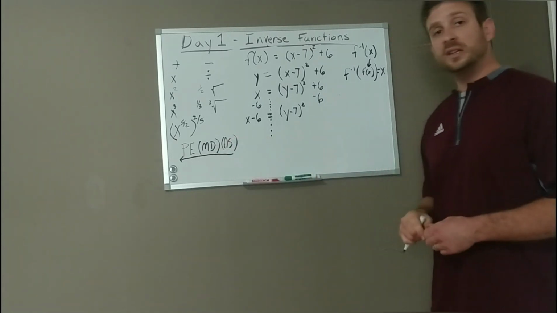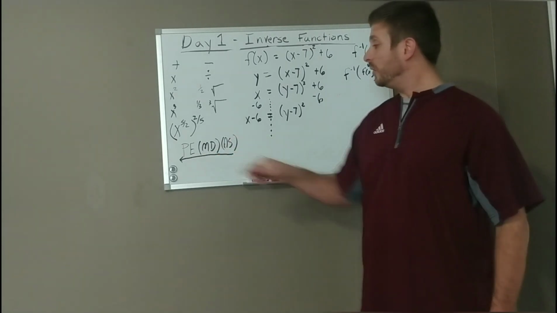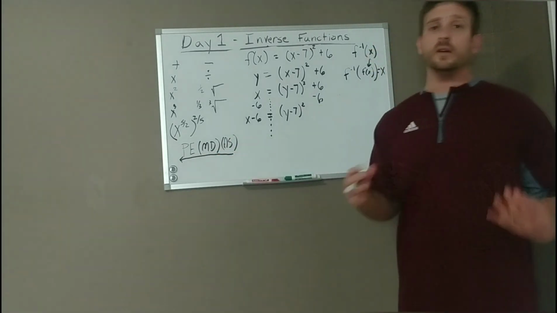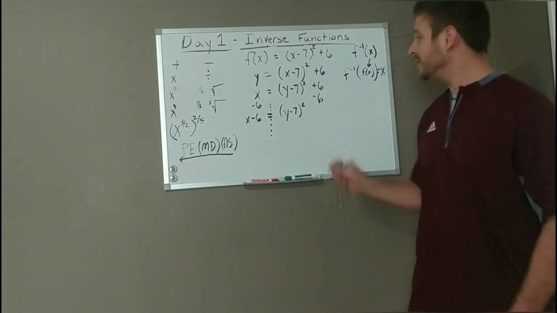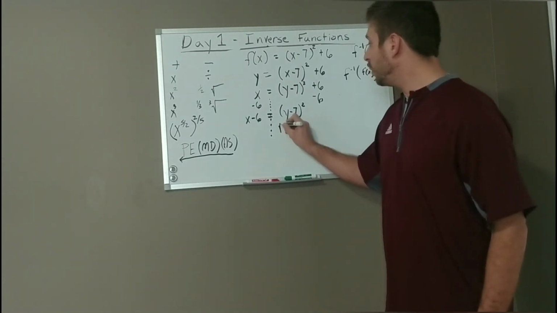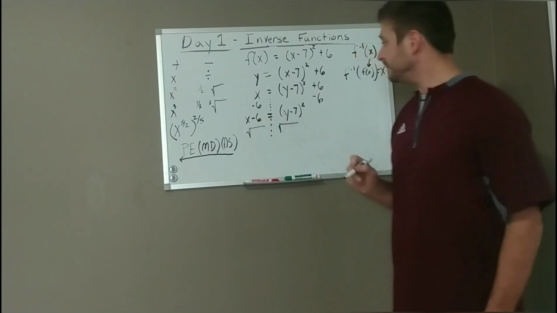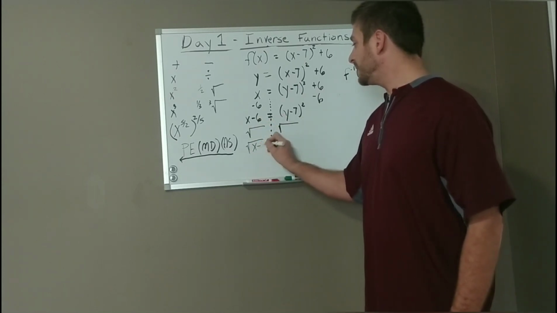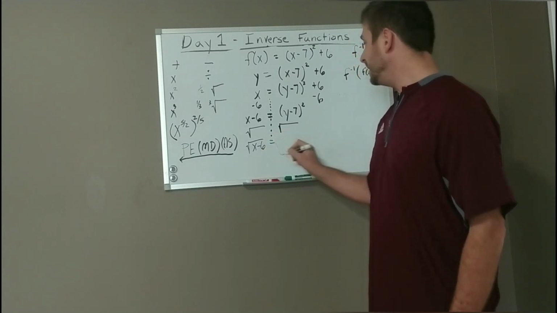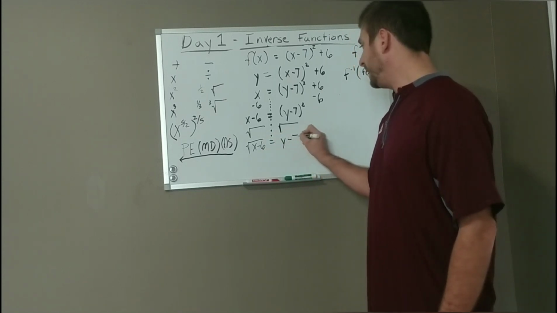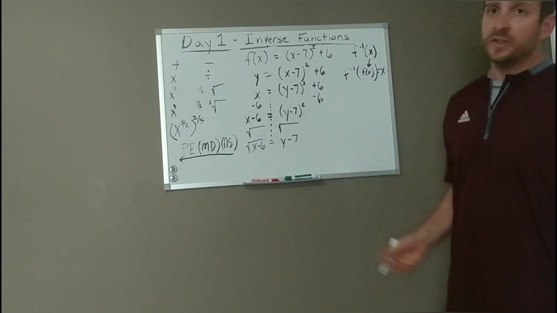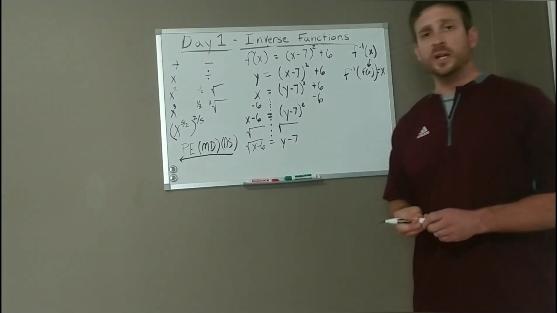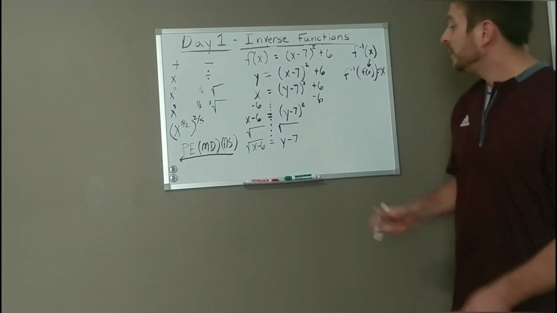There is no multiplication and division, and so we move on to exponents. To get rid of a squared, we do its inverse operation, which is take the square root of both sides. And so we're given the square root of x minus 6 is equal to y minus 7. The square root and the squared, since they are inverse operations, negate one another.